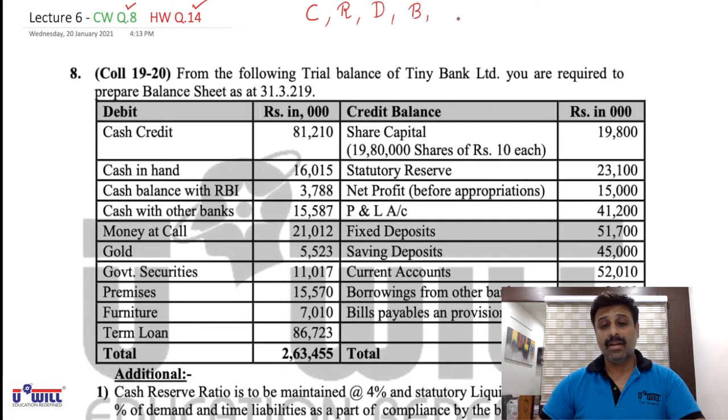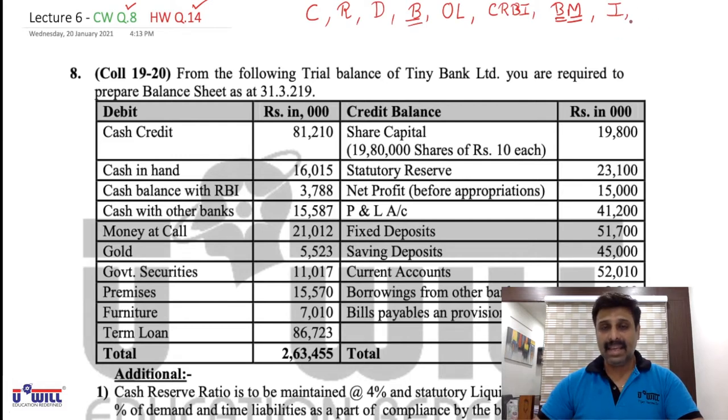Then Of, O stands for other liabilities and provisions, we'll mark it as OL, not only O but OL, other liabilities and provisions. Then CBI, C stands for cash and balance with RBI, so all of you mark it as CRBI. Then B stands for bank balance and money at call and short notice, so we'll mark it as BM. Don't mark B because B stands for borrowings. Then I stands for investments, so we'll mark it simply as I.